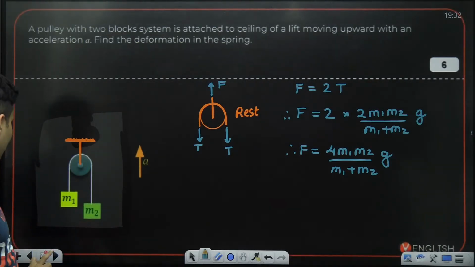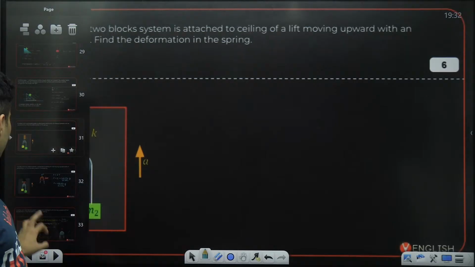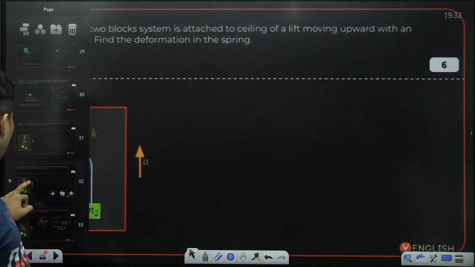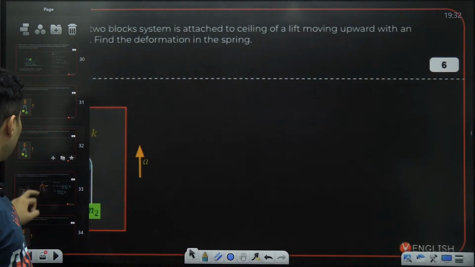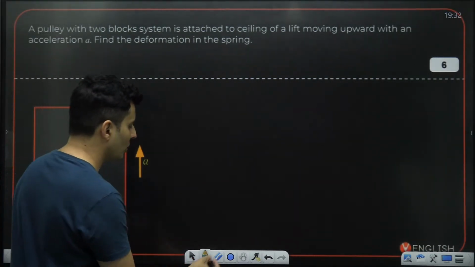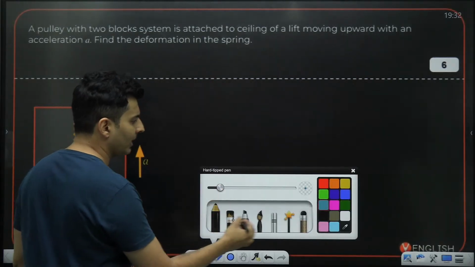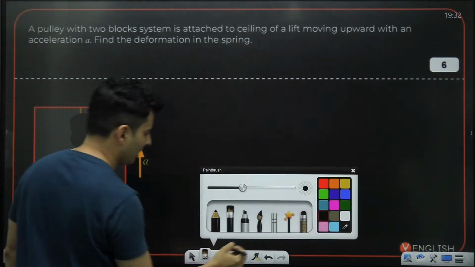But now the catch is it's in a lift which is accelerating upwards. We'll deal with one problem at a time. For now, let's get rid of that spring.